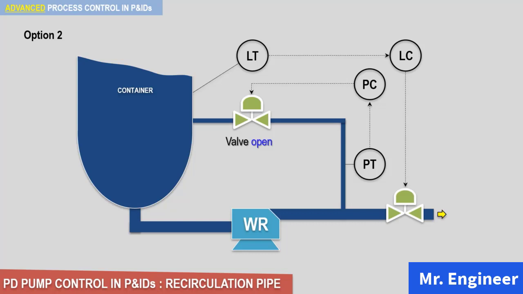The control loop on the discharge of the positive displacement pump could be a level loop or a flow loop, depending on the situation. The control loop on the recirculation pipe should be a back pressure control loop. We may, of course, choose to replace the back pressure control loop with a back pressure regulator.